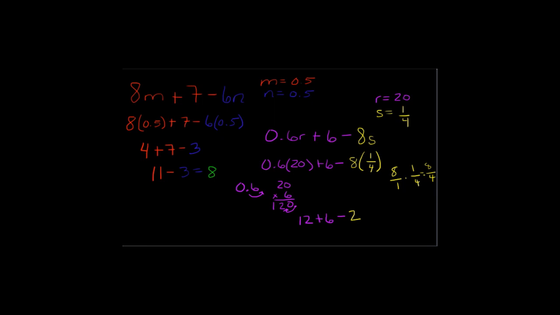Now again, from left to right, we're going to start with addition. 12 plus 6 is 18, and we're going to subtract our 2, which gives us a final answer of 16. This was just a recap now that we've added in fractions and decimals to our evaluating expressions in two variables.